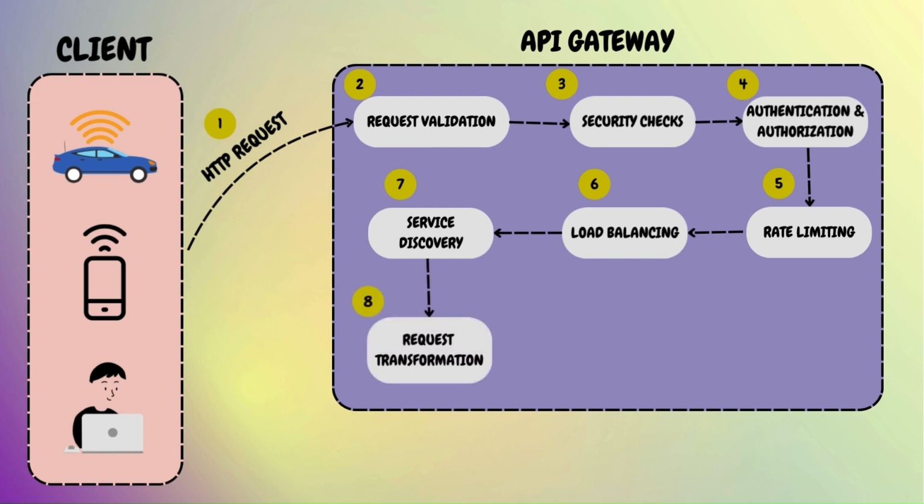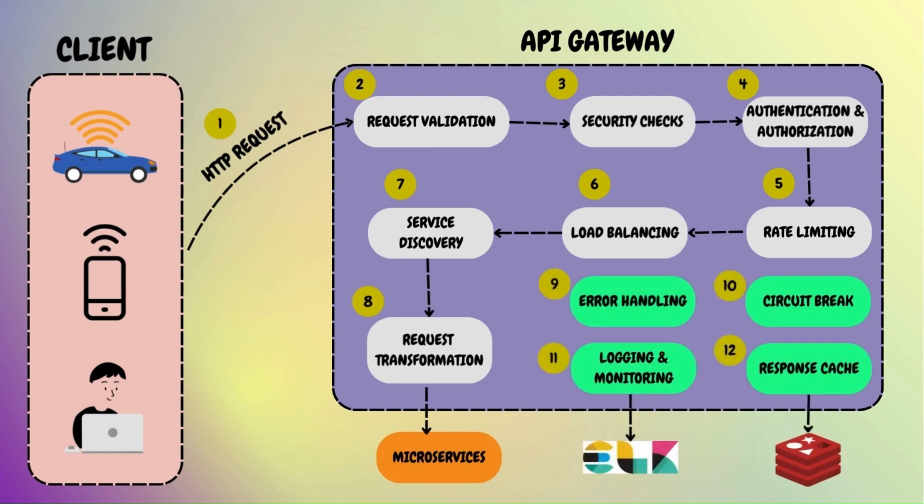Step 8. The API gateway transforms the request into the appropriate protocol and sends it to backend microservices. Steps 9 to 12. Additionally, the API gateway handles errors and faults effectively, leveraging tools like the ELK stack for logging and monitoring. Solutions like Redis for caching enhance performance and reliability.